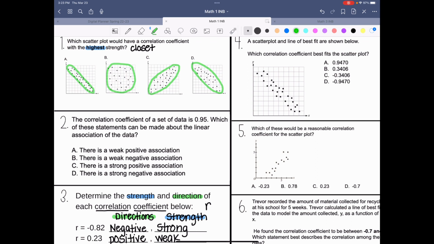If I look at this, I'm not asking what direction. I'm not asking, is it going up because it's positive or is it going down because it's negative? The one that is closest together is going to be A. A has the highest strength because it is closest together. C and D would still be considered strong, but they're not as strong as this one. This one is the most clustered together. This one right here really has no correlation because it's so scattered. So this one is basically no correlation.